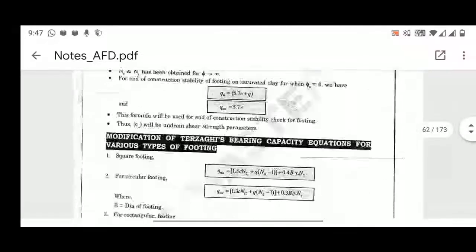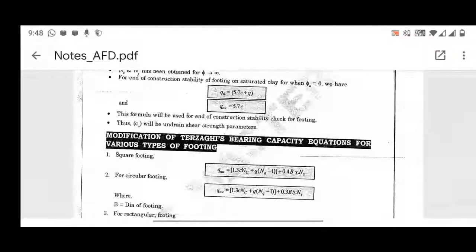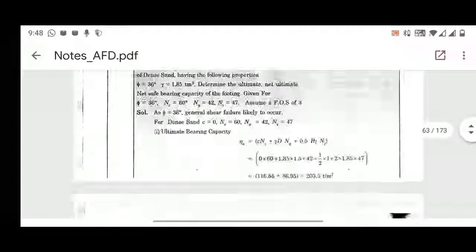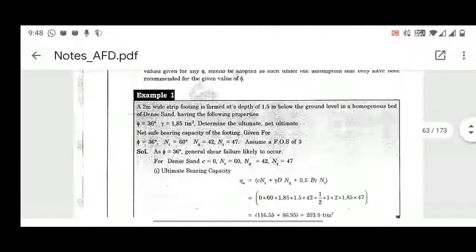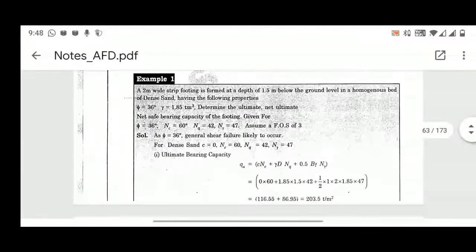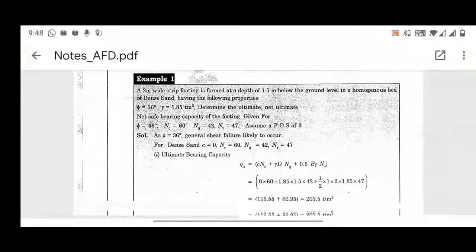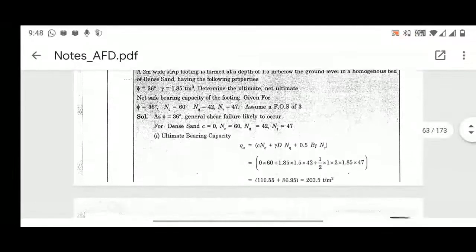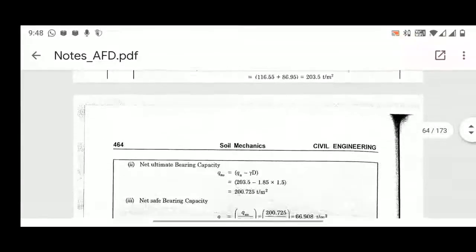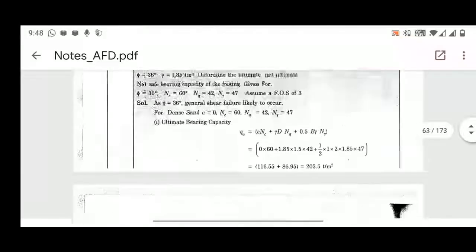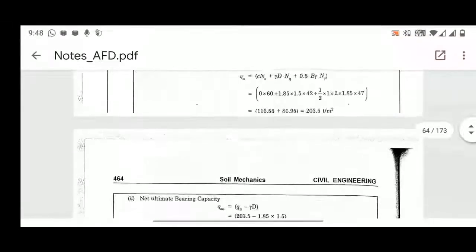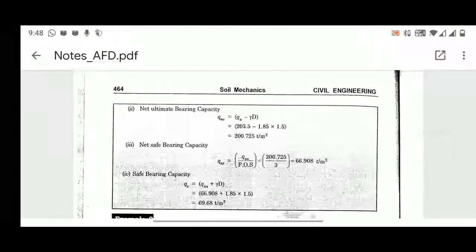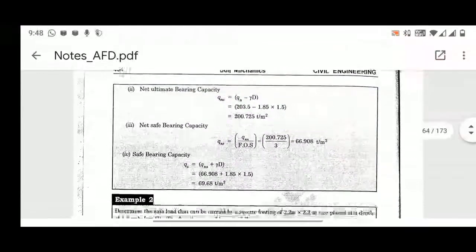For the square footing, it is 1.3 cNc plus qNq plus 0.4 gamma B N gamma, only for the computation of ultimate bearing capacity. If they are saying it is a 2 meter wide rectangular footing, then you have to use the relevant terms that we have learned now. Once you have obtained this ultimate bearing capacity, it is very easy to find the net ultimate. Everything is given in the question, and you have to subtract gamma Df, and then you will obtain this qnu. In a similar way, you will have the other values also.